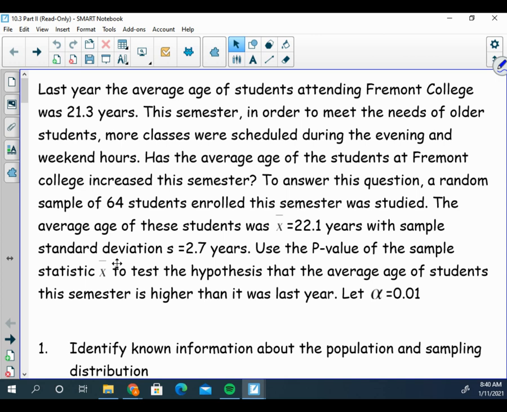For those of you who want to do this on your own, I'll give you about a 30-second head start. And if you're still unsure of quite what you should be doing, stick with me. Okay, let's identify our known information.